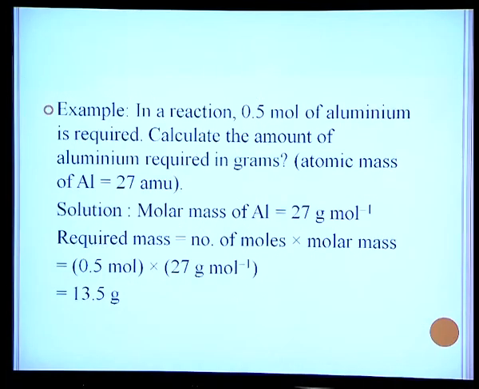Let me explain with an example. In a reaction, 0.5 mole of aluminium is required. Calculate the amount of aluminium required in grams. Atomic mass of aluminium is 27 AMU. So the molar mass of aluminium is 27 gram per mole. Required mass is equal to number of moles into molar mass, that is 0.5 mole into 27 gram per mole, you will find 13.5 gram.